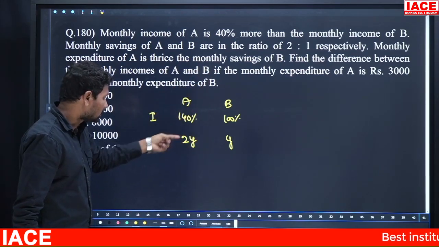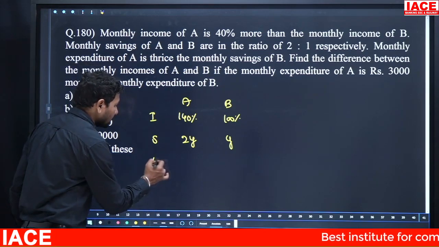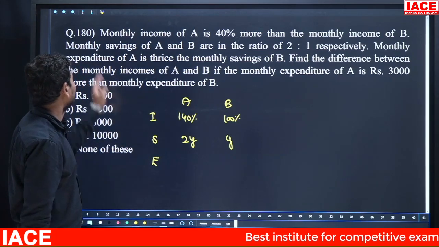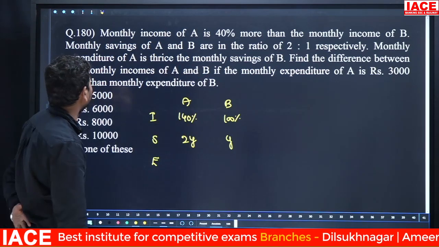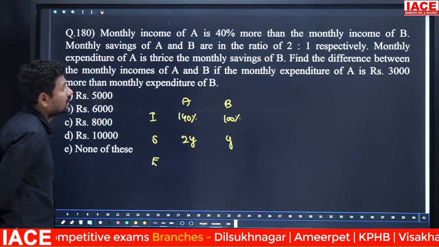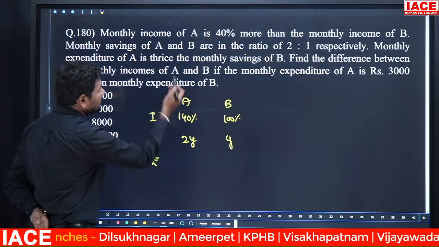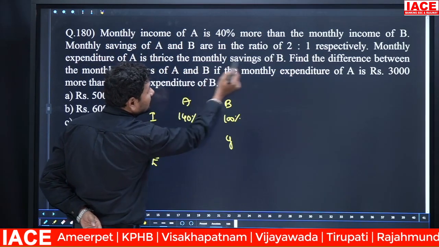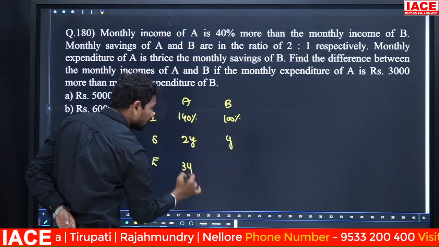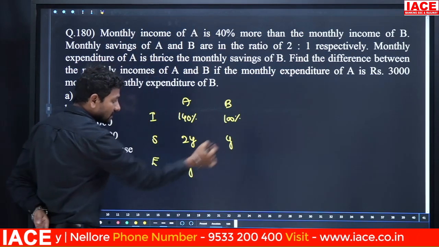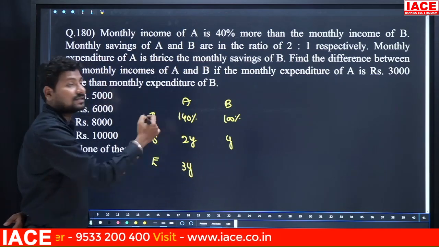Income minus savings is equal to expenditure. Okay, next line, the monthly expenditure of A is thrice the monthly savings of B. Thrice means thrice the monthly savings of B. Savings of B is what? y. It is becoming 3y. It becomes 3y. With reference to this, we have to write A's expenditure.